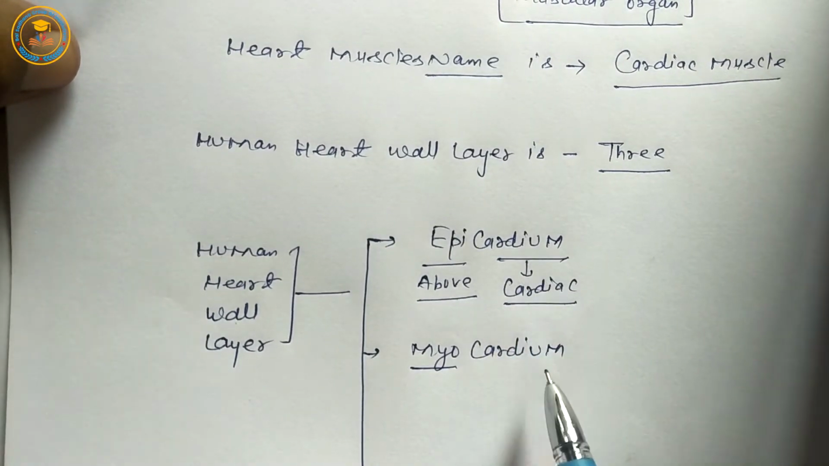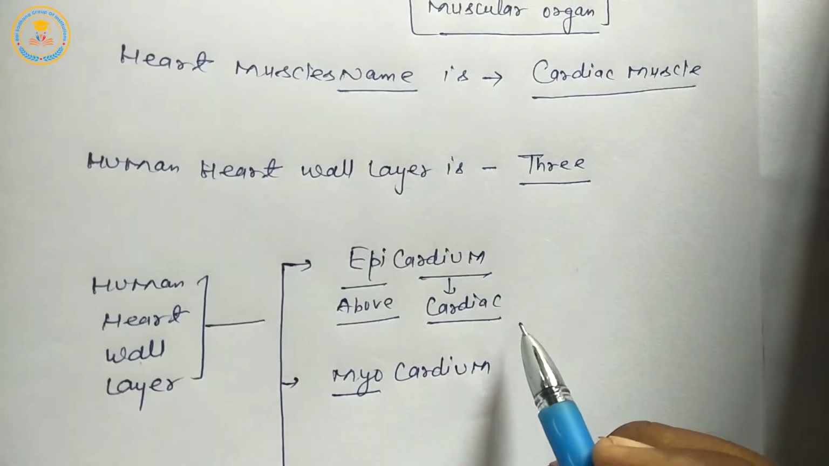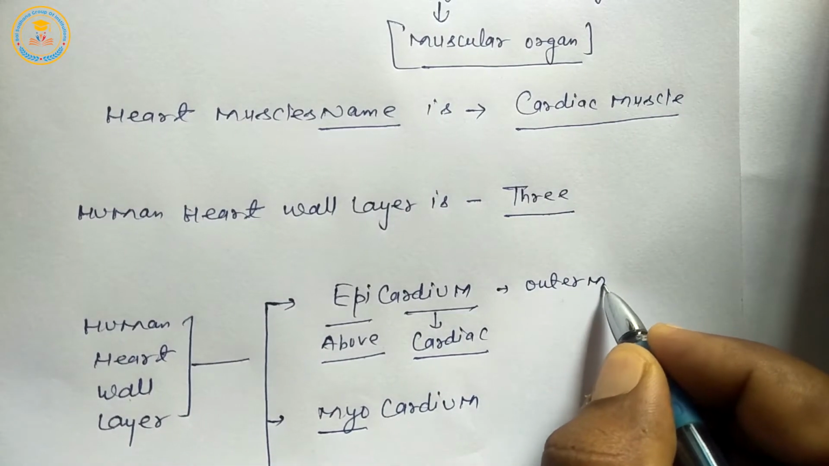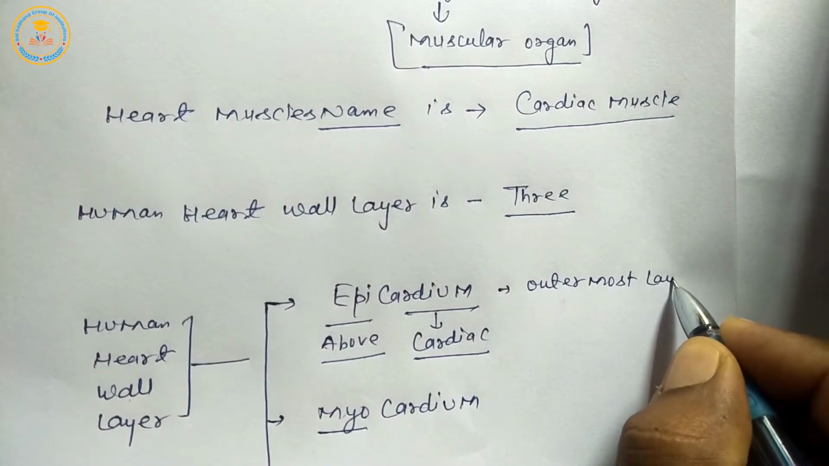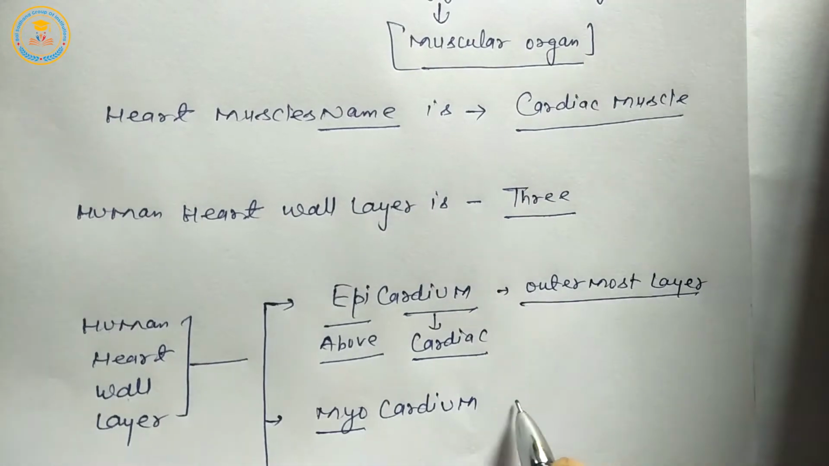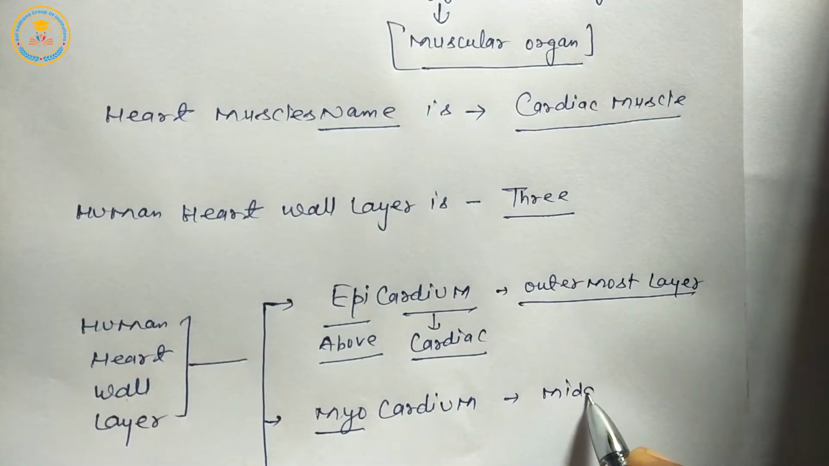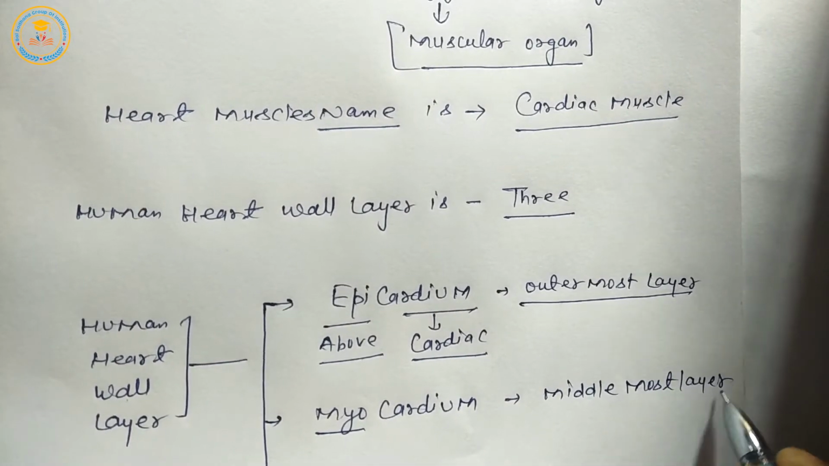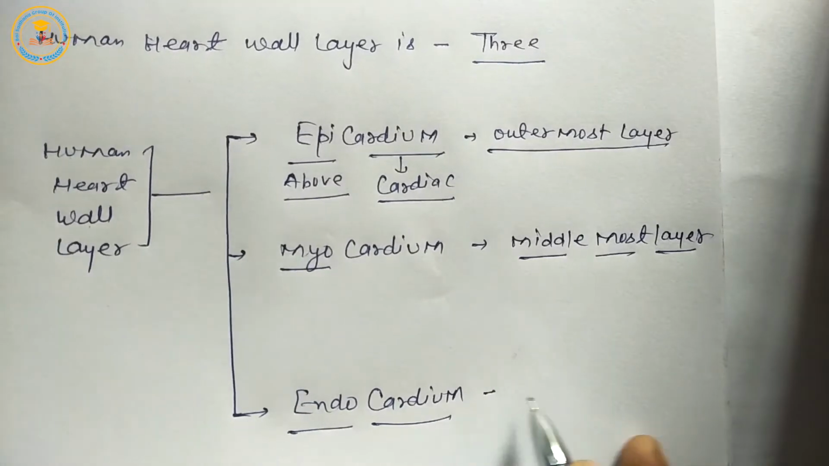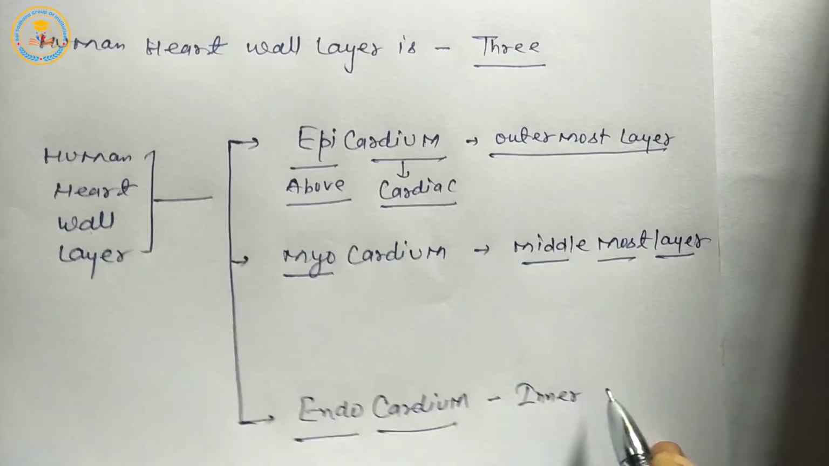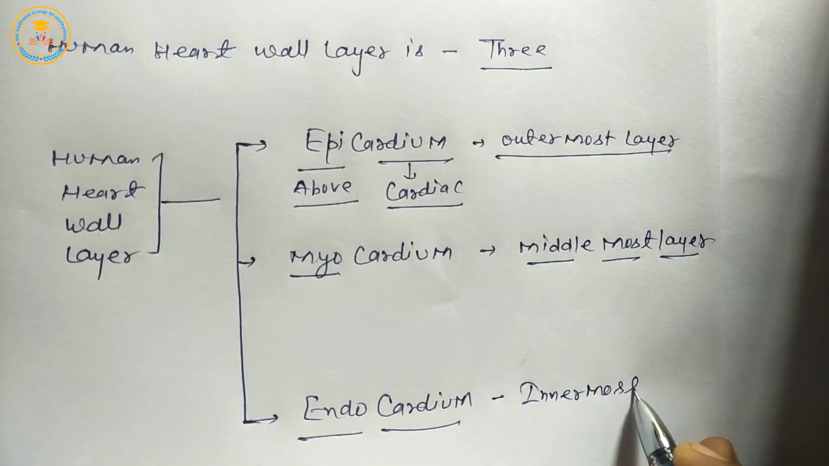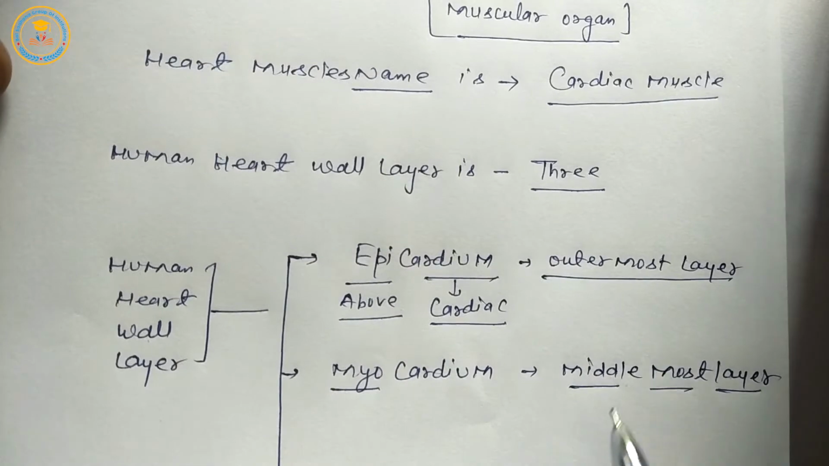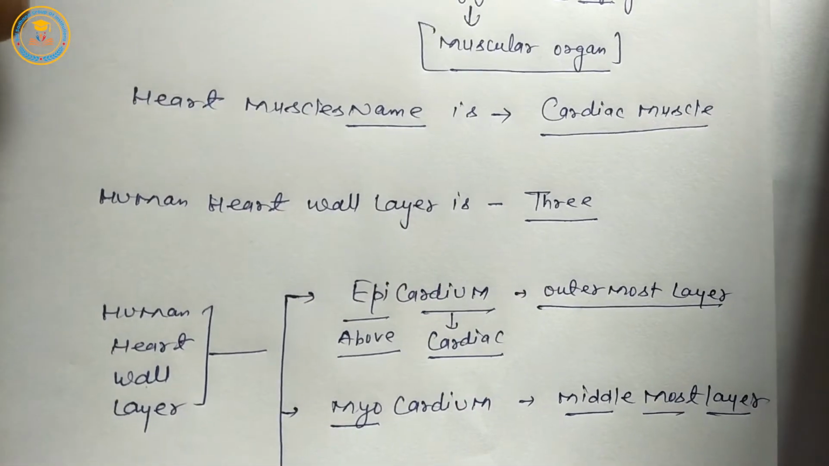It is the outermost, middle layer, and innermost. First, it is the outermost layer. It is the middlemost layer. It is the innermost layer. Once again, outermost, middlemost, innermost.